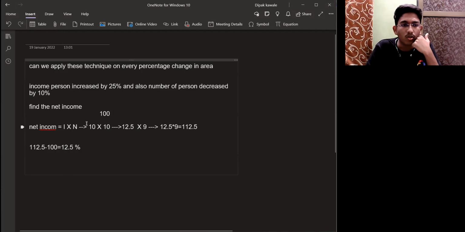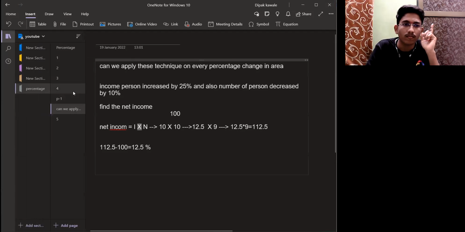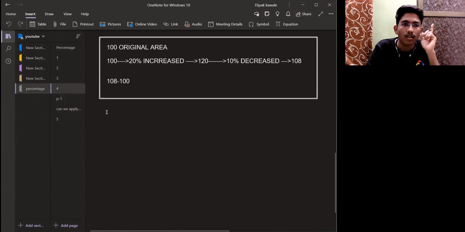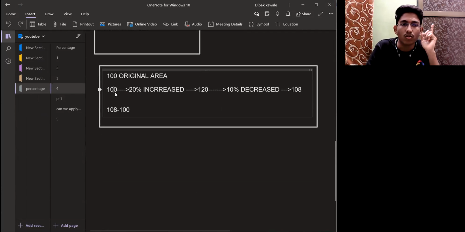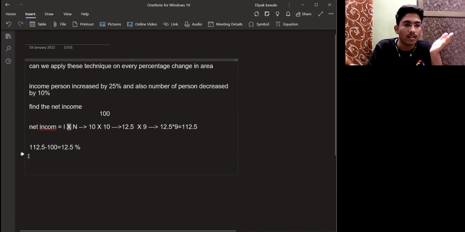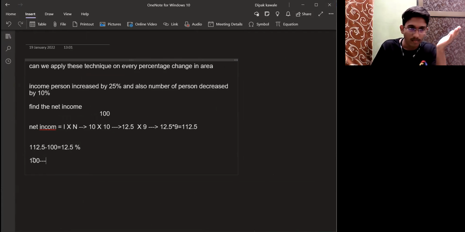Okay, so student, can you observe there is a multiplication relation? So can I apply my previous video technique? That means this one, where we assume that the original area or original income is 100, and then we have to do the increase or decrease as per given. Okay, so we are assuming that the original net income was 100.